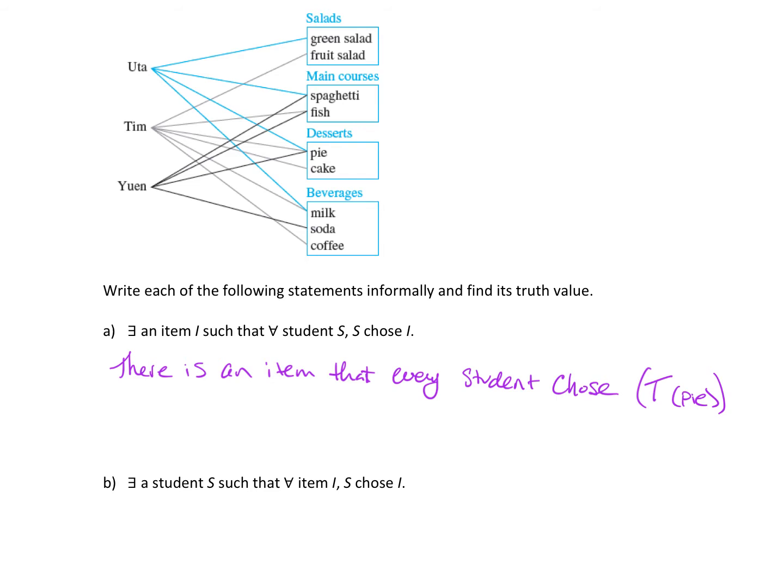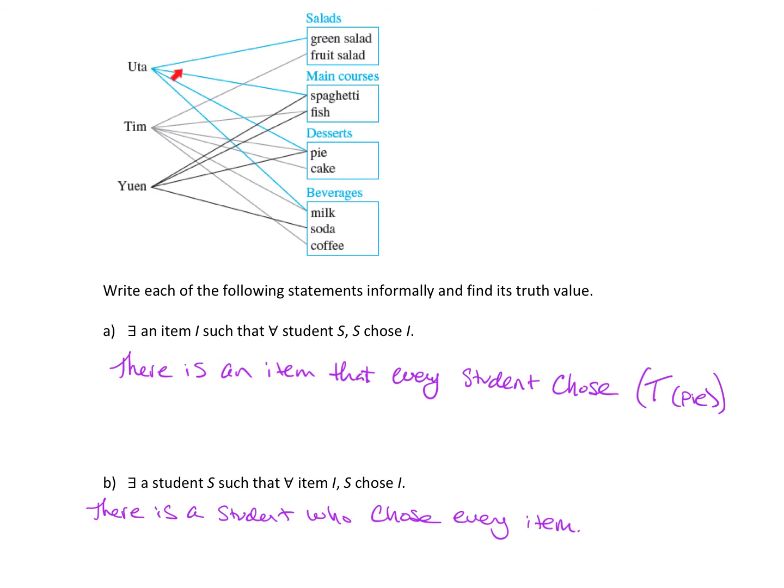Okay, next one. There exists a student S. So we're looking for one particular student such that for every item L, S chose L. So we're looking for one particular student that chose every item. So there is a student who chose every item. And if I go and look at the picture, let's see.